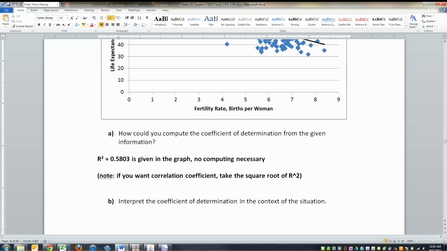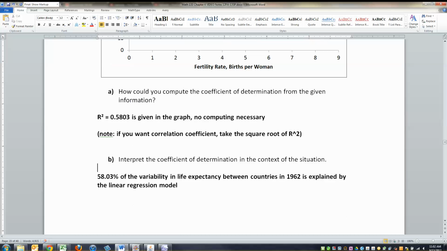All right. Now, how do we interpret that? Well, 58.03% of the variability in life expectancy between countries in 1962 is explained by our linear regression model. By the linear regression model, or the least squares regression model, or whatever you want to say.